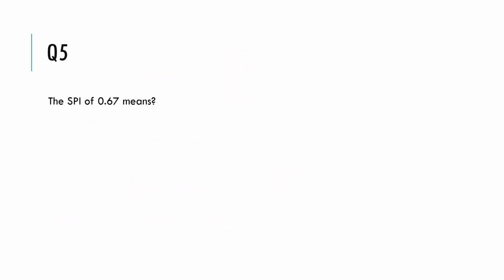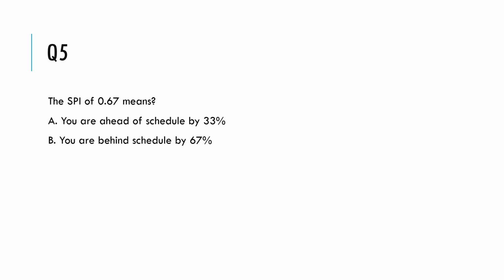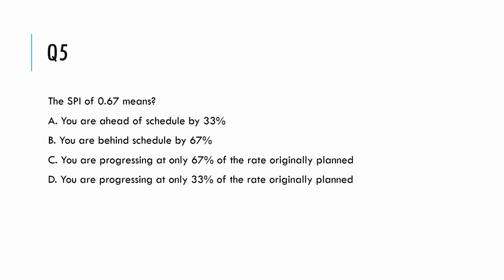The SPI of 0.67 means. Now, similar question, right? The SPI of 0.67, what does that mean? Again, we have covered this in our videos as well. You are ahead of schedule by 33%. You are behind schedule by 67%. You are progressing at only 67% of the rate originally planned. You are progressing at only 33% of the rate originally planned.